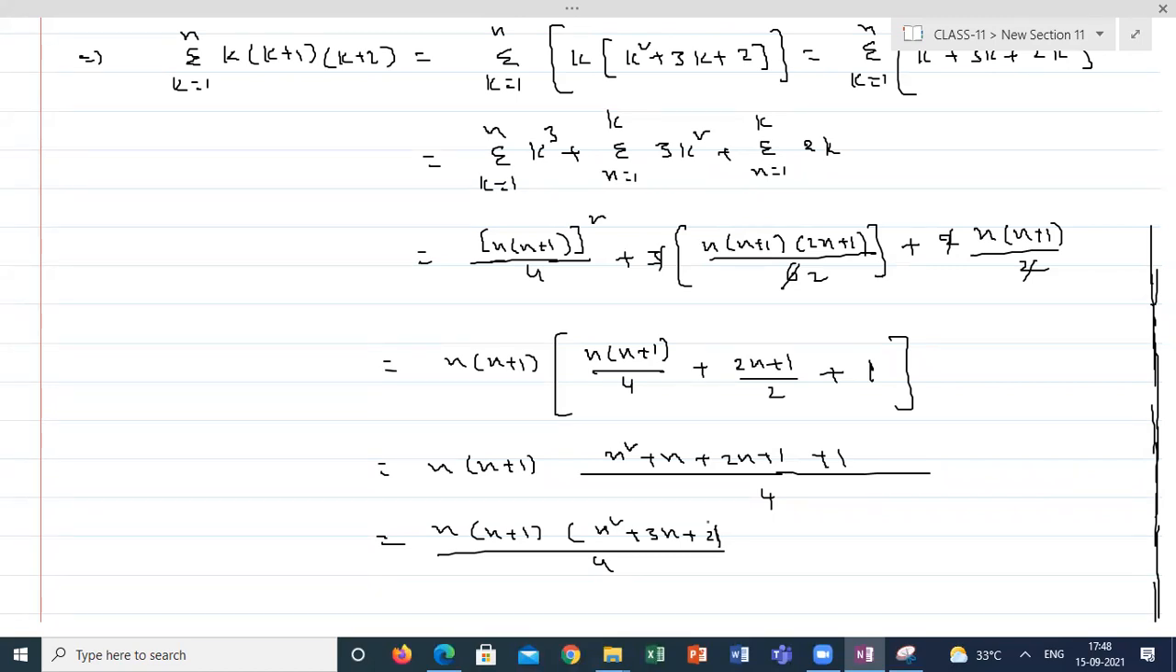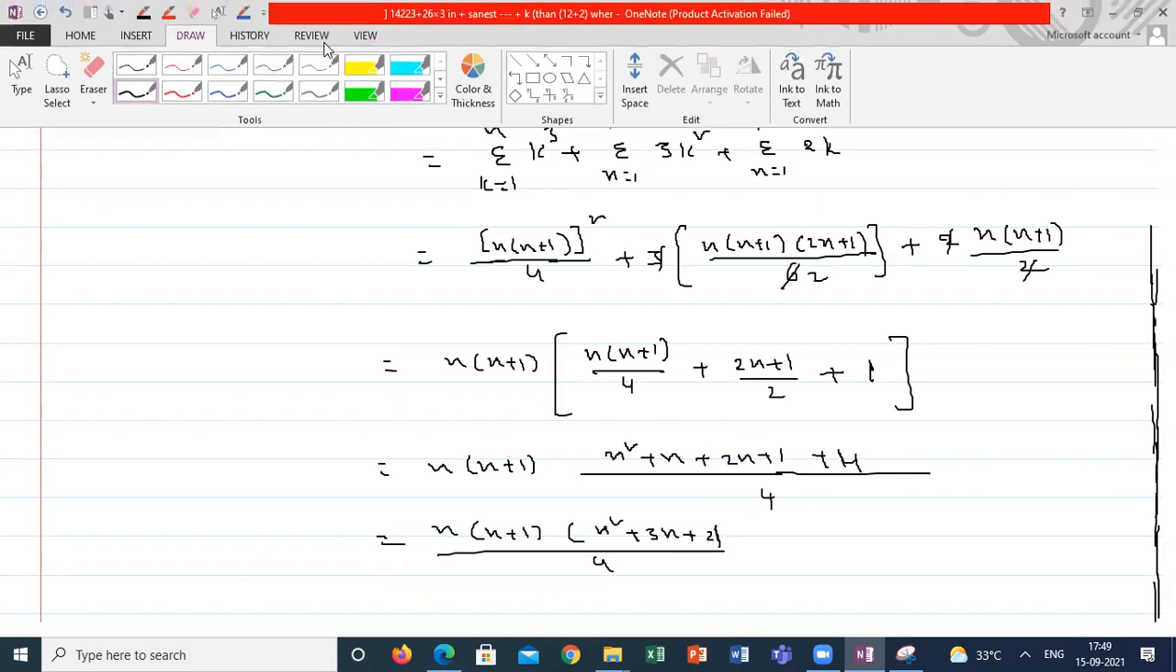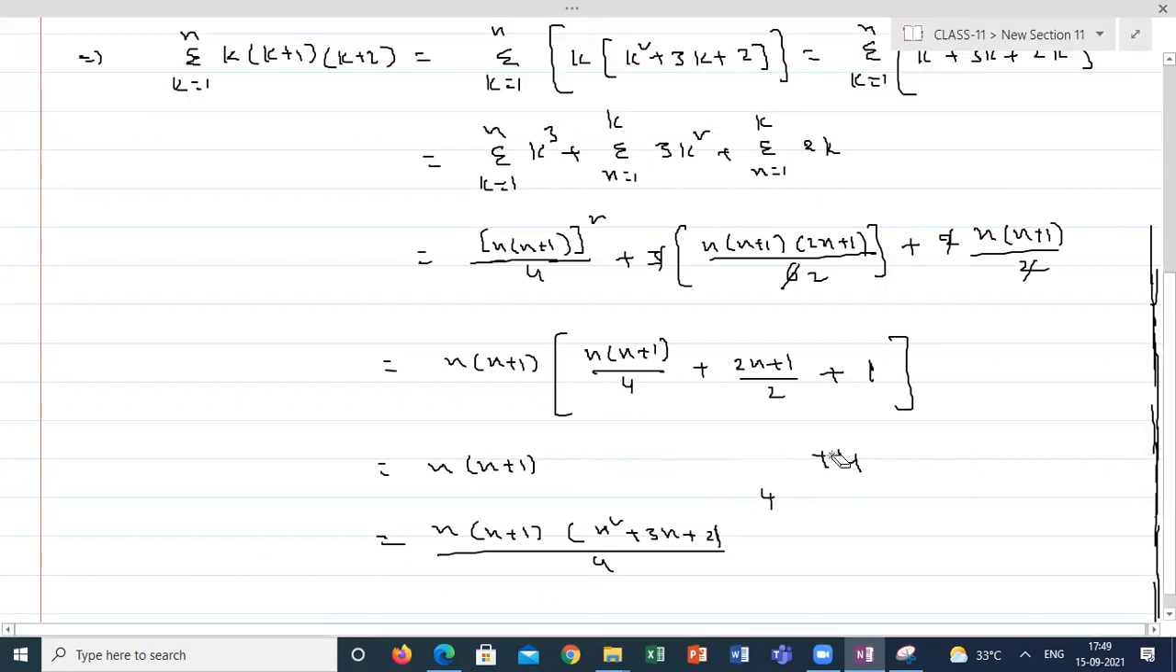Yes, the mistake is the LCM. The LCM is 4 now, so this will come 4, so this whole thing is 5 now. This step is wrong. This whole step is wrong. I did the LCM wrong. One second, guys.